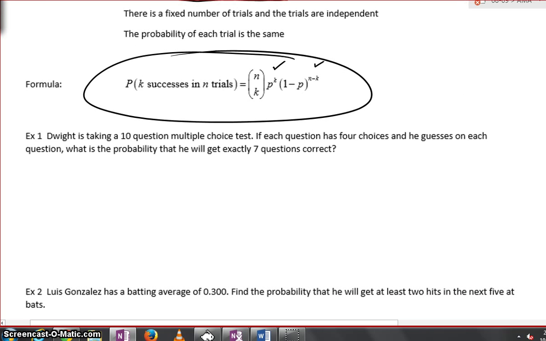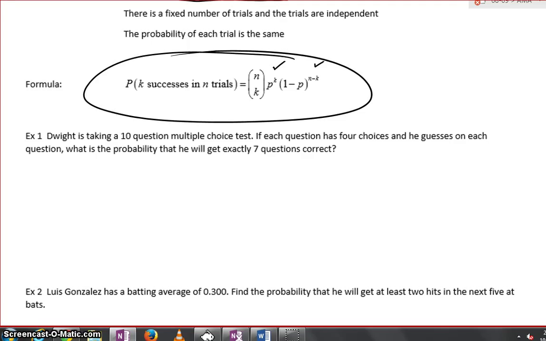It says Dwight is taking a 10-question multiple choice test. If each question has 4 choices and he guesses on each question, definitely not something that you want to have happen. But here's Dwight. He obviously didn't study. He's got 4 choices. He's like, okay, I'm going to pick one. What's the probability that on this test he will get exactly 7 questions correct?